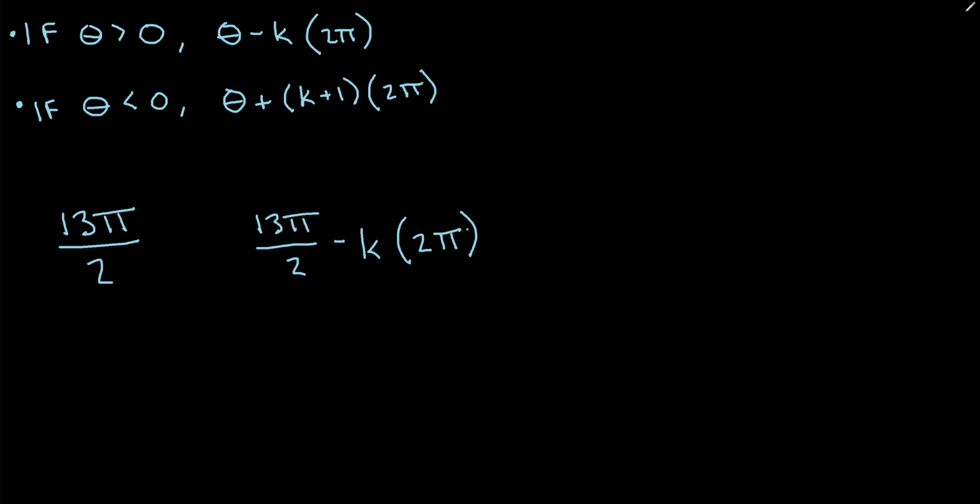The first step is to write this 2 pi as a fraction that has the same denominator as the original angle. So we need to write it as a fraction over 2. If we think about 2 pi over 1 and want to rewrite it with a denominator of 2, how do we go from 1 to 2? We just multiply by 2. So 2 pi times 2 is 4 pi over 2. That's our first step. Let's rewrite this as 13 pi over 2 minus k times 4 pi over 2.